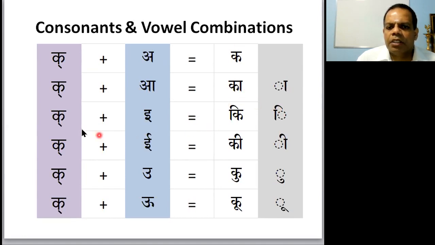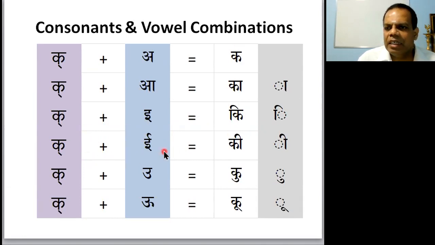The next one is ik plus i, the shorter ikara, is ki. As you can see, there's a vertical line in front of the consonant ka, and there is a semicircle on top of the two parts of the letter connecting them. That's the ki.